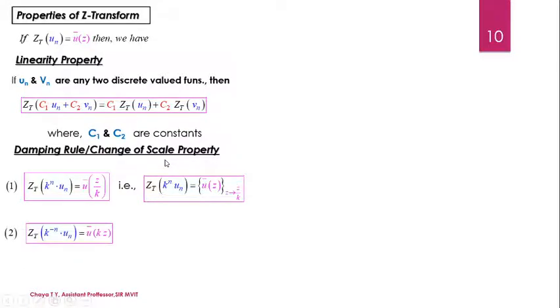Now let us observe the second type of change of scale property. Suppose you want to find the Z transformation of the sequence un damped by the term k to the power minus n, then you write it as u bar of kz. That means, as usual, identify the sequence un by comparison of the given problem with the LHS of the formula. Find its Z transform, which we denote as u bar of z. In the same expression, replace z by kz and simplify, which gives you the Z transformation of the sequence un damped by the term k to the power minus n.